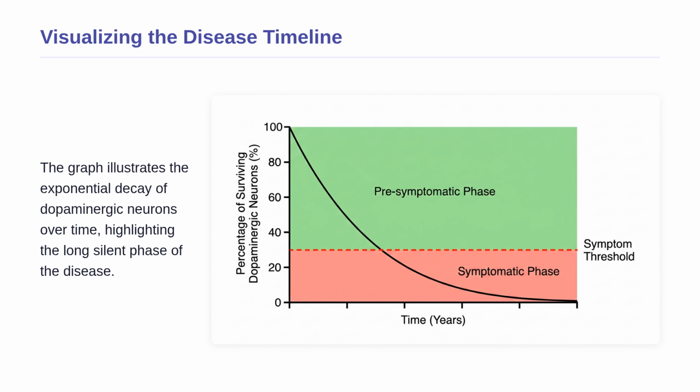The large green shaded region represents the pre-symptomatic phase. Look at how wide this green area is along the time axis. This visually reinforces what our math proved. The disease operates silently for decades. It is only when the curve crosses into the red shaded region, the symptomatic phase, that the dopamine levels drop low enough to cause visible tremors and rigidity.